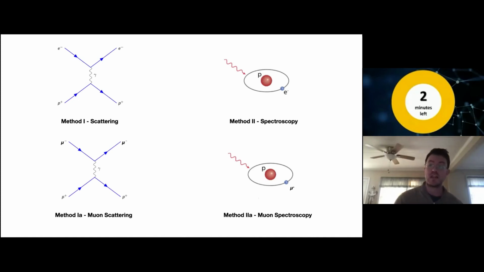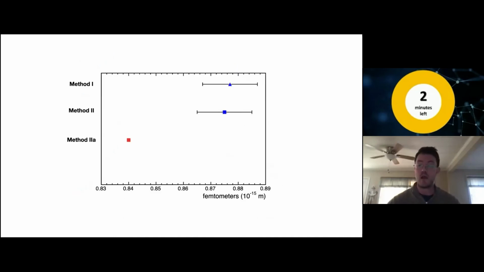So you do muon scattering or muon spectroscopy. And a muon is identical to an electron in every way, except it's much heavier. So 6 years ago, method 2A, muon spectroscopy, was performed. And the result is shown here, that red point on the bottom left, 0.84 femtometers. And you might think, wait a minute, where's the precision on this measurement? Well, it turns out this new method was so precise that the uncertainty on the measurement is so small, you can't see it on the scale of this figure. So when I say we don't know how big the proton is, this is what I'm referring to.